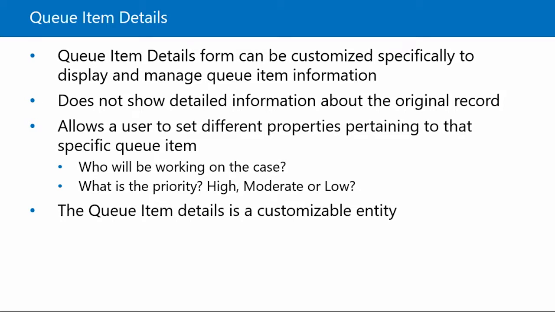Now that we understand a bit more about what a queue item detail record is, let's go into the system and take a look at what the queue item detail record actually looks like and some of the underlying properties that can be of value.